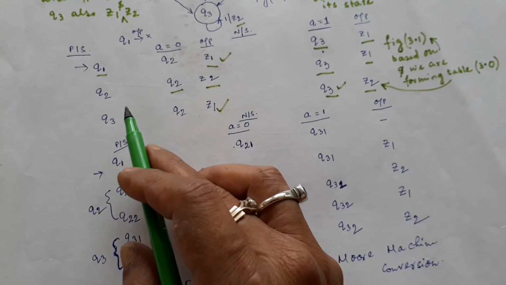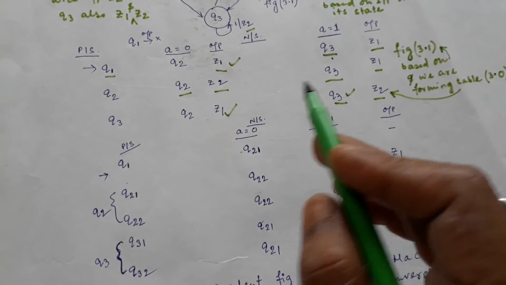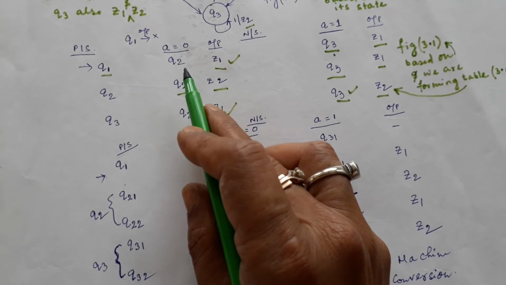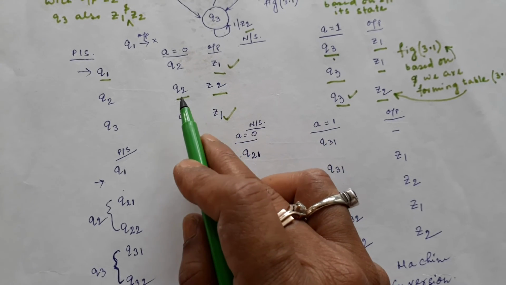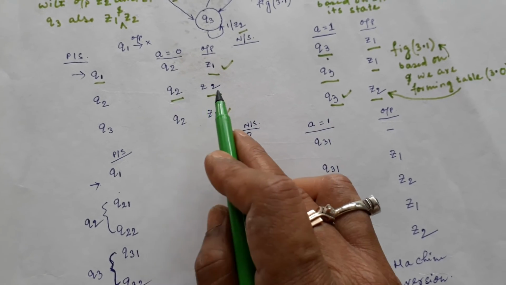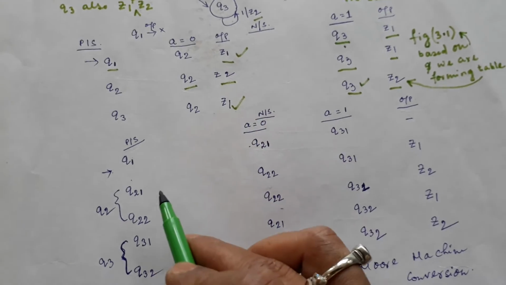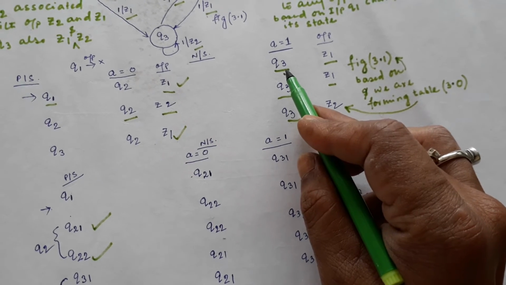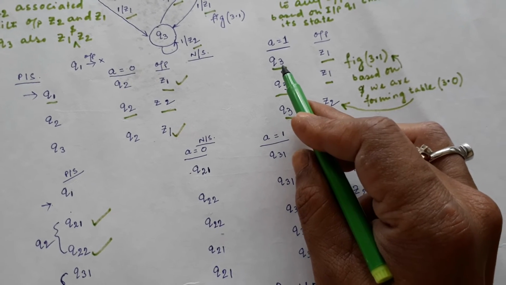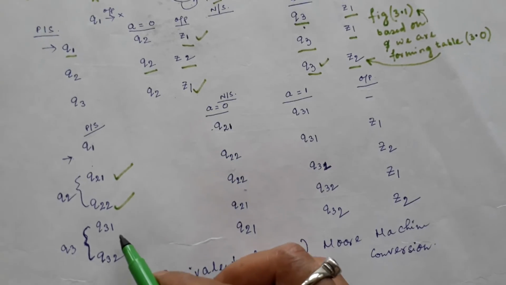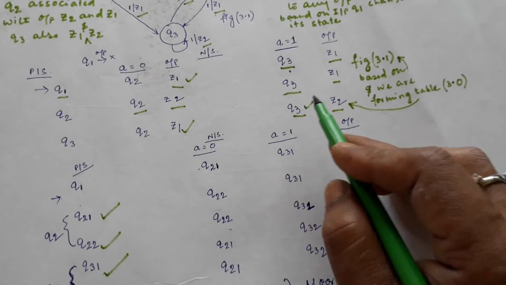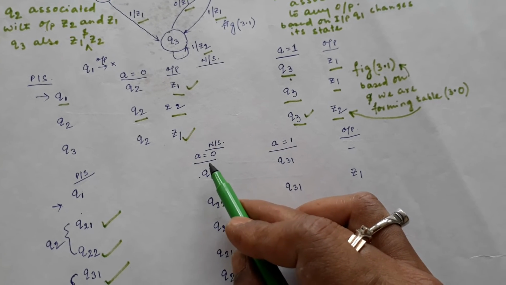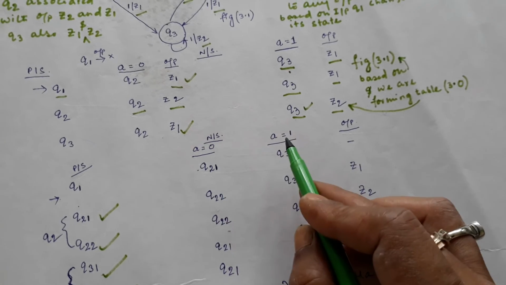In this case, as q2 and q3 perform duality, we can break q2 into q21. Why 1? Because of z1 over here, that's why we have written q21. Then for the next case, as it is z2, it becomes q22, right? On the same way, q3 is associated with z1, so we have written q31, and also q3 with z2, that means q32, in this case.